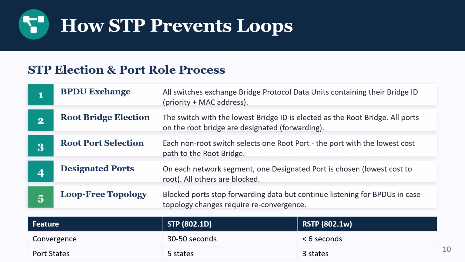Each non-root switch selects one root port with the lowest cost to the root. One designated port per segment forwards traffic. Others are blocked. Blocked ports listen for BPDUs for failover. RSTP reduces convergence from 30 to 50 seconds to under 6 seconds.